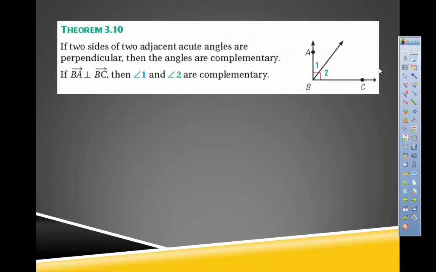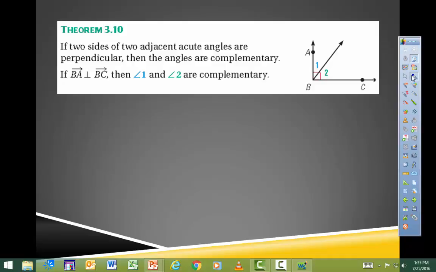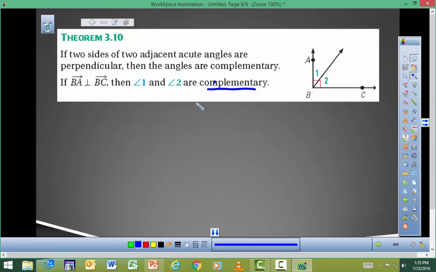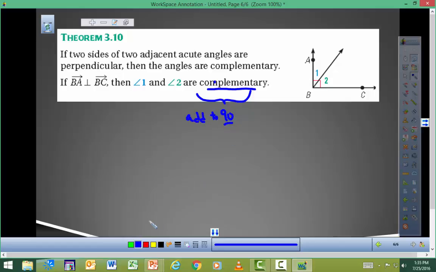Okay, so now we have another theorem, 3.10. It says, if two sides of two adjacent acute angles are perpendicular, then the angles are complementary. Remember that complementary here simply means that the two angles add up to 90 degrees. So in other words, you could put a plus sign right here, and you could say equal 90. Alright, that's an easy theorem too. It's pretty easy stuff so far.